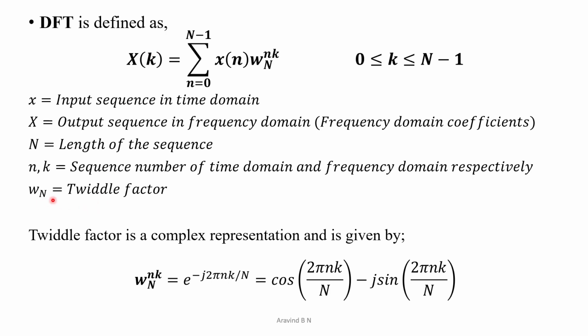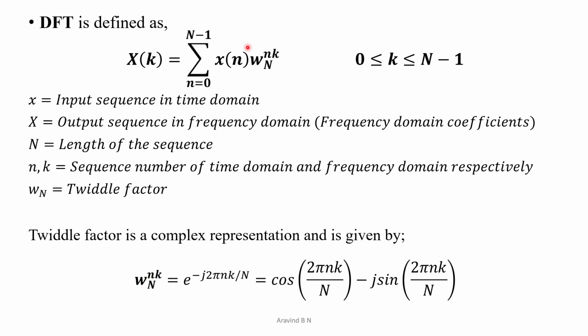Omega N is the twiddle factor. We can call this omega N, or in some contexts it is also referred to as W N. In either representation or pronunciation, it is the same, that is the twiddle factor. So the twiddle factor is in this part. This twiddle factor is the complex part of the DFT, and it is represented by omega N to the power nk.